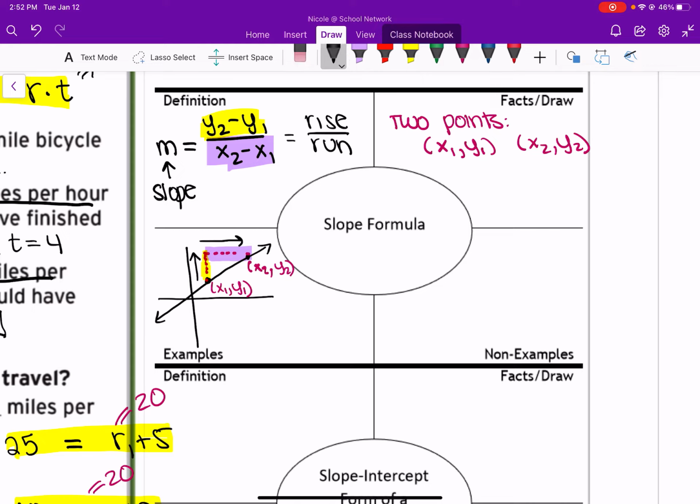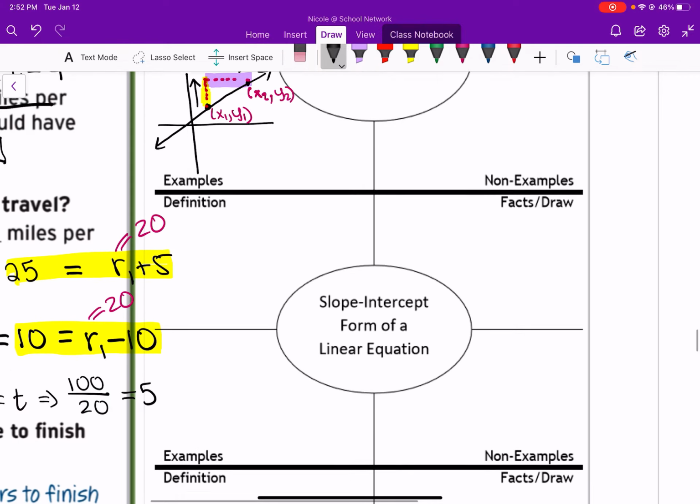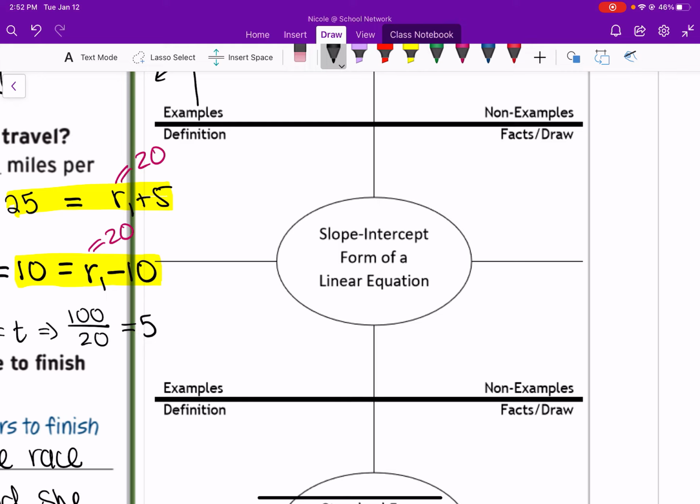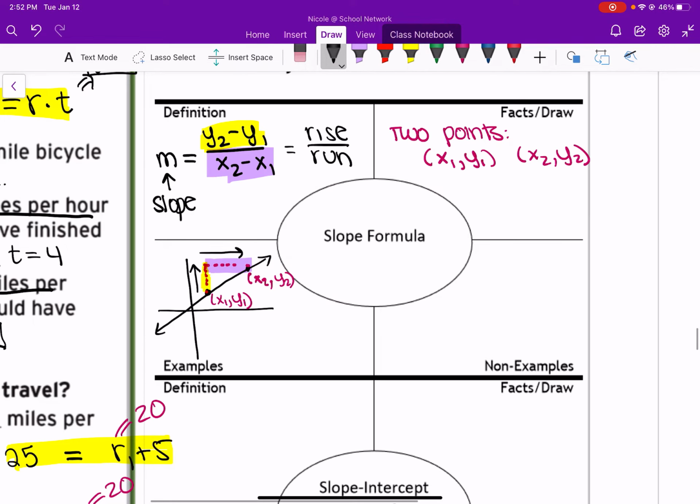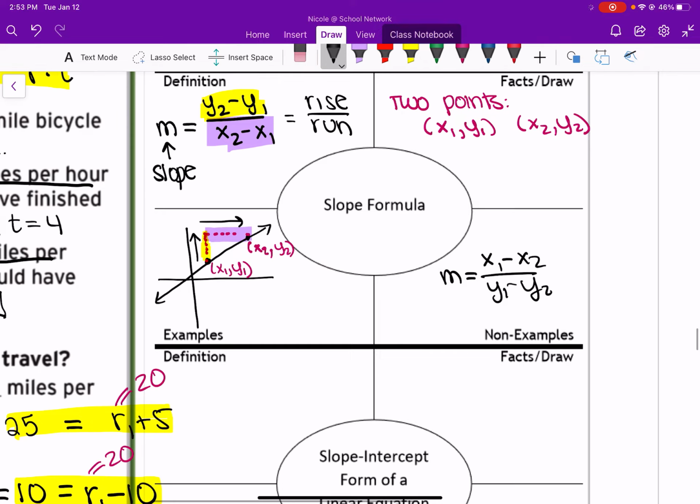Some non-examples, you guys can come up with on your own. So let's go ahead and go to the next one. You know what? A good non-example, a common mistake that students make, is they'll switch these. They'll say this is x1 minus x2 over y1 minus y2. They confuse their x's with their y's. So always do the vertical change first, and then the horizontal.